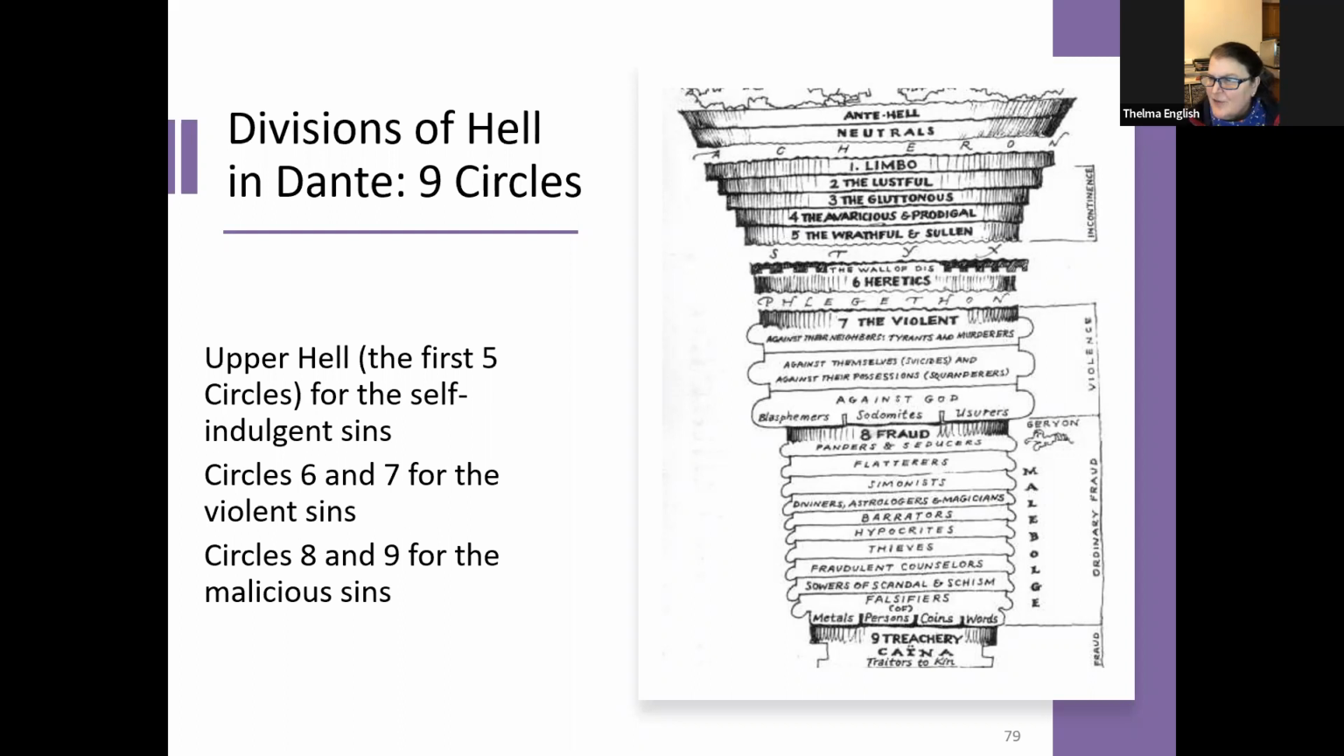You can see sins of treachery, falsifiers, sowers of scandal, fraudulent counselors, thieves, hypocrites, barrators, deniers, magicians, flatterers, panderers, seducers, fraud against God, sodomites, usurers, blasphemers, things against themselves, poor people who commit suicide. And of course, this is part of where the Catholic idea comes from that if you commit suicide, you can't go to heaven, which is really unfortunate to tell people that. All of these things, if you can read them all the way up, the heretics, all these people all go to hell.